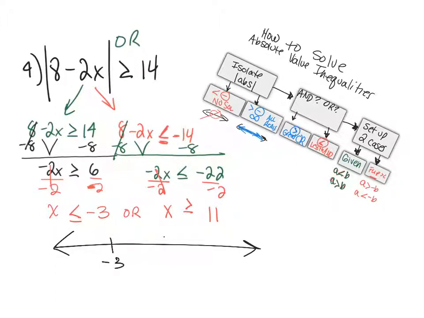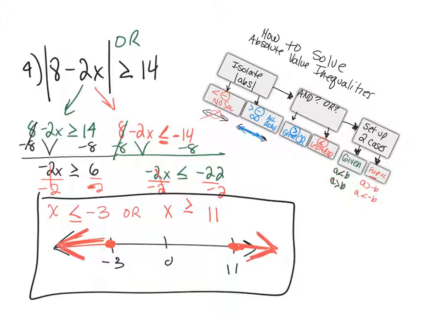Negative 3 is to the left of 0, 11 is to the right. Less than or equal to negative 3 is a closed circle shaded to the left. Greater than or equal is a closed circle shaded to the right. And it didn't change from my statement, so that is my final answer.